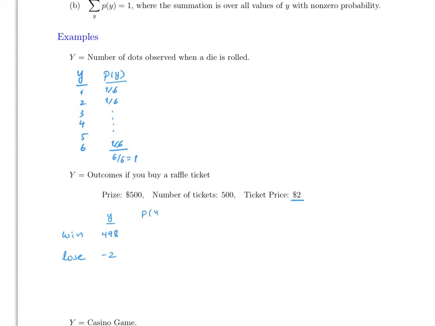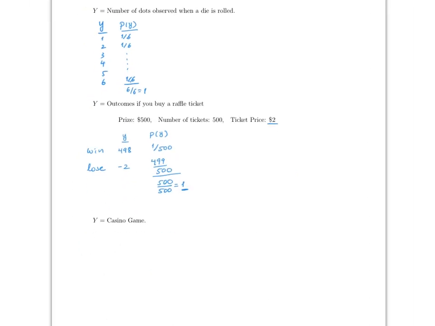And what are the probabilities? Well, since there are 500 tickets, the probability you're going to win is 1/500. The probability you're going to lose is 499/500. And again, notice that when you add all the probabilities, it always has to equal 1. Otherwise, you don't have a random variable.